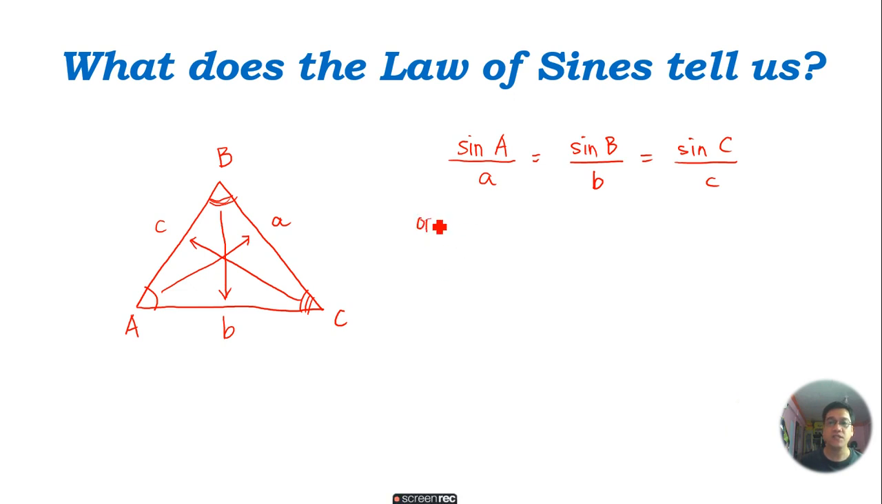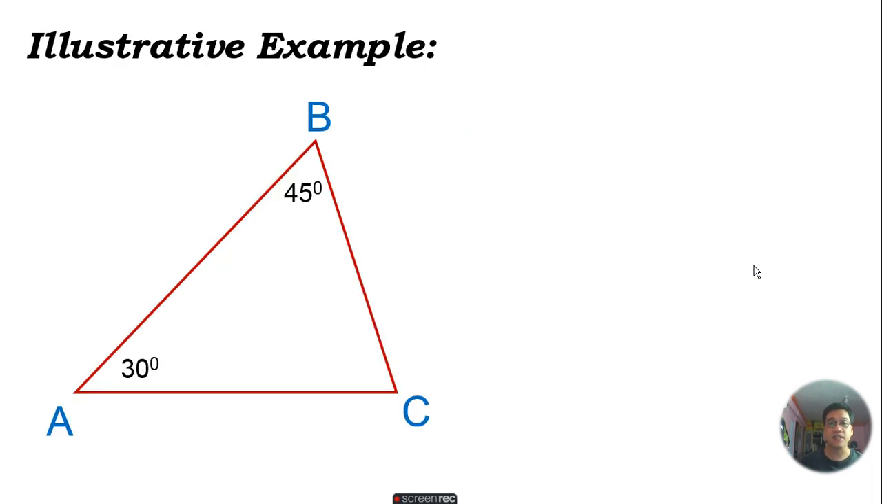So, this can also be expressed as side a over the sine of angle A is equal to side b over the sine of angle B equals side c over the sine of angle C. Alright? So, that is how we illustrate the law of sines. And we're going to apply this to solve for the missing angles and the missing sides. Now, let's begin with this example.